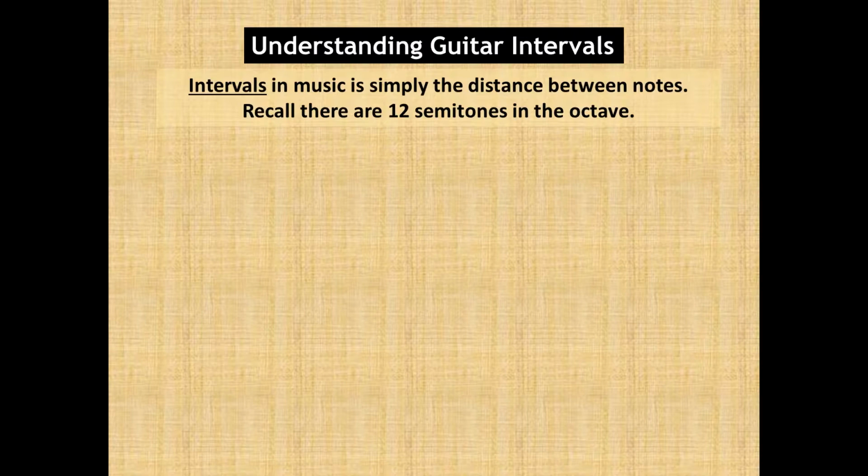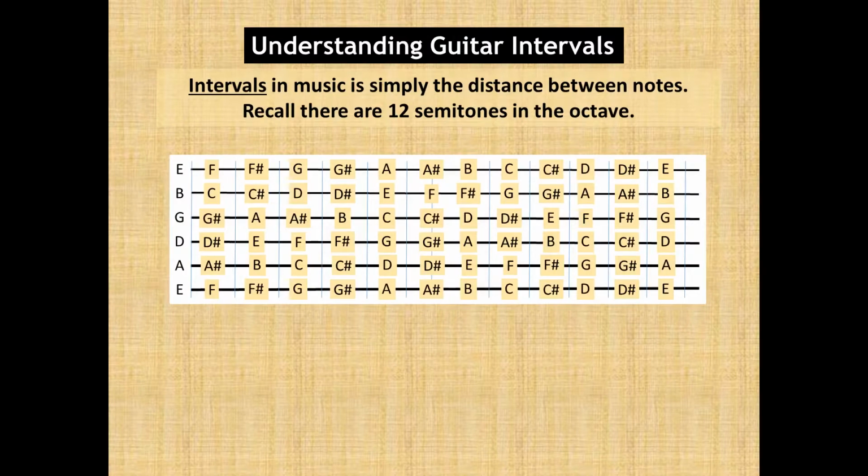Intervals in music is simply the distance between notes. There are a lot of ways you could talk about the distance between notes or tones. Let's start by remembering that there are 12 semitones in each octave. This is a very natural thing for the guitarist, because we're used to thinking that if we play on the 12th fret on any string, we are in fact one octave above that open string.